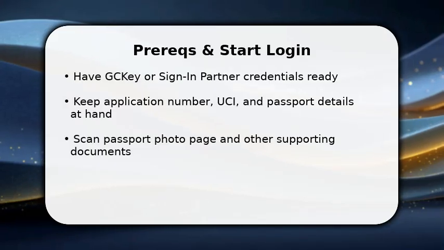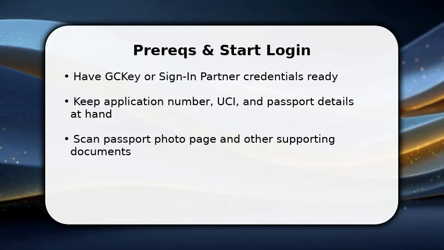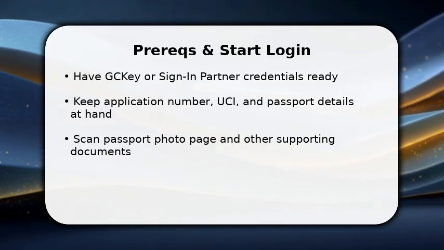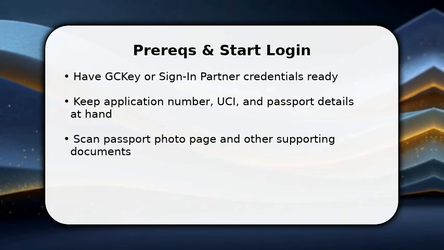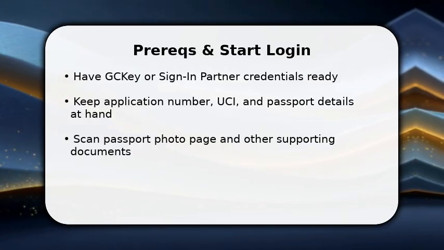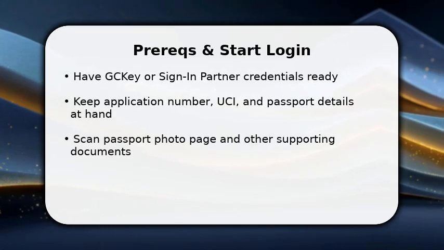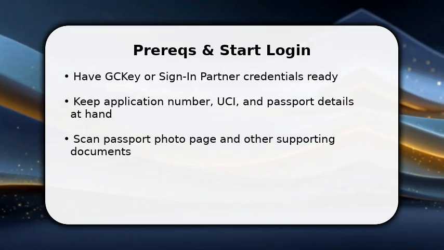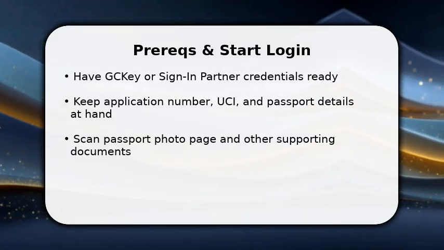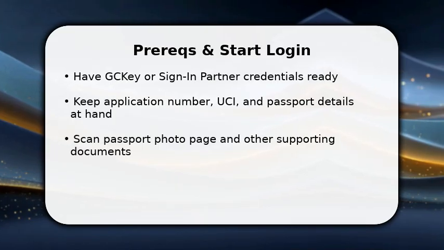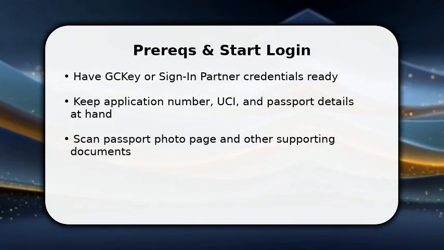You begin by confirming prerequisites: GC key or a sign-in partner account, your application number and UCI, and digital copies of passport and documents. Once signed in, choose Link an application to your account and enter the application number exactly as given. Small typos break matching. Make sure the name and birth date match the visa application.